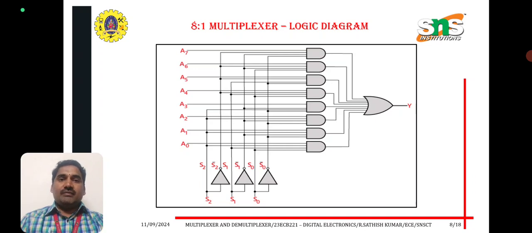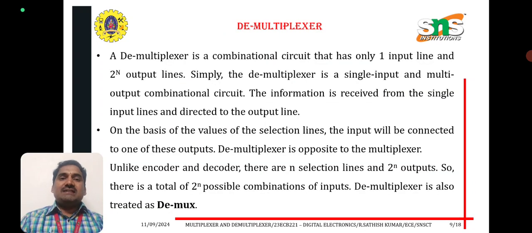Next one, demultiplexer. A demultiplexer is a combinational circuit that has only one input and multiple parallel output lines. A demultiplexer is a single input and multi-output combinational circuit. The information is received from the single input line and directed to the output lines. On the basis of the values of the selection lines, the input will be connected to one of these outputs. A demultiplexer is the opposite of the multiplexer.